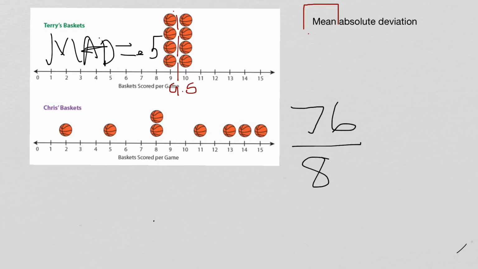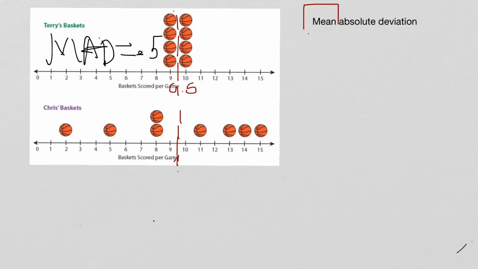Awesome. Divided by 8. And look at that. We have the same mean. We don't know what the mean absolute deviation is just yet, but we will calculate it. First, let's put the mean on the graph here. 9.5 once again is just about there. And now we'll find our mean absolute deviation.